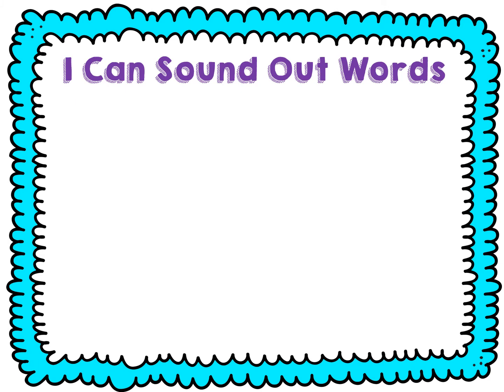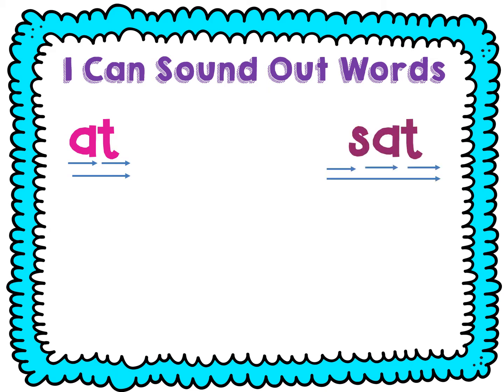Now that we've practiced blending the sounds together, we're going to look at letters and say the sounds and blend them together to make a word. Let's look at each sound. Say the sounds with me, and then we'll smooth it out to make a word. Ready? A, t. Smooth it. At. That's the word at.